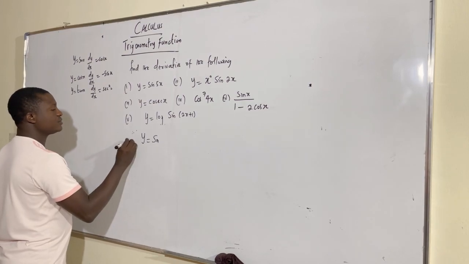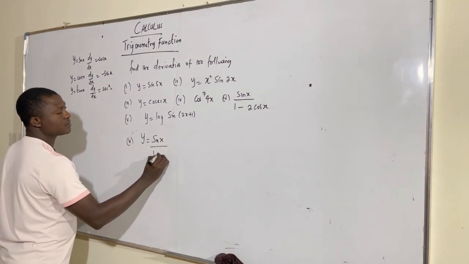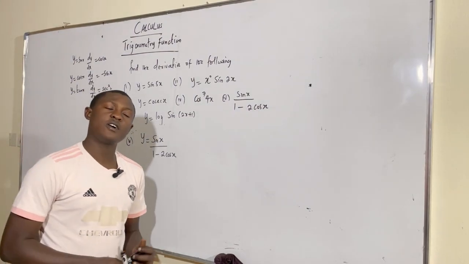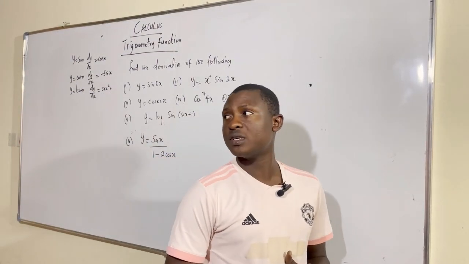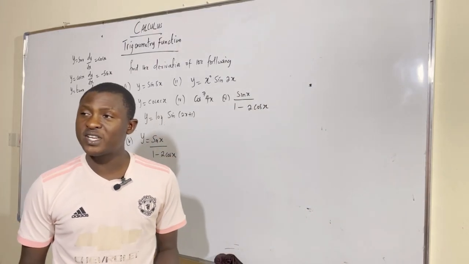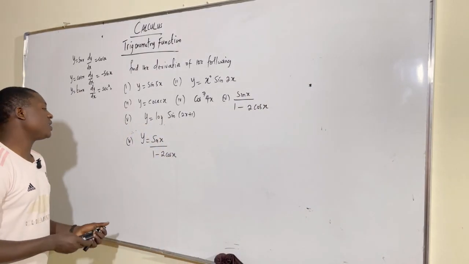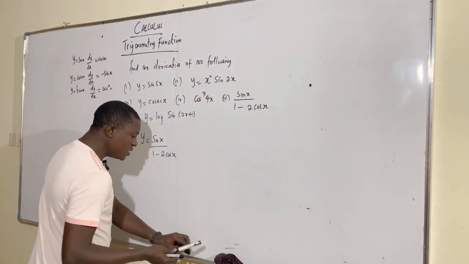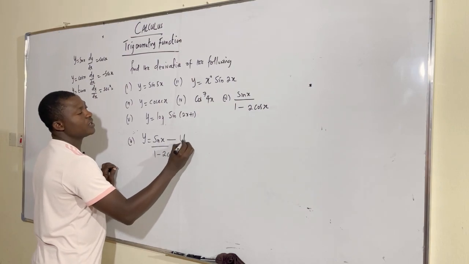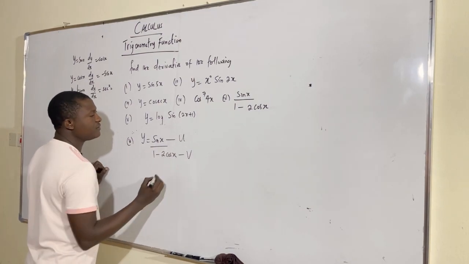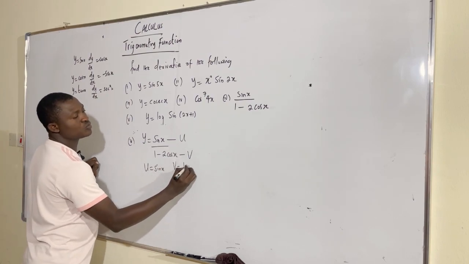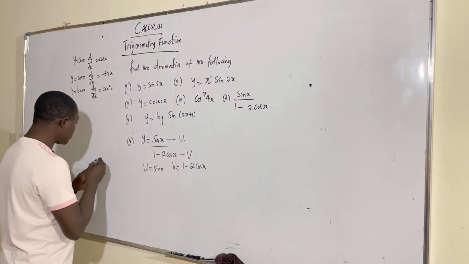So y is equal to sine x over 1 minus 2 cos x. You can see this one too. Since we have a fraction, the only method we are going to apply is which one? Yeah, we're going to apply the quotient rule. So if I apply the quotient here, as usual, this is going to be our u, right? And this is going to be our v. So that means here u is equal to sine x and v is equal to 1 minus 2 cos x.